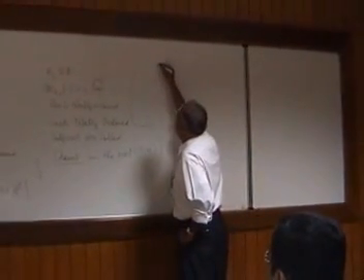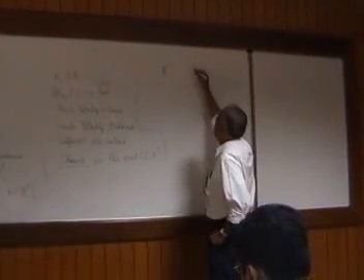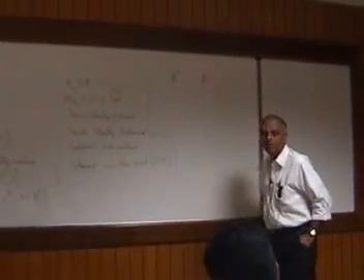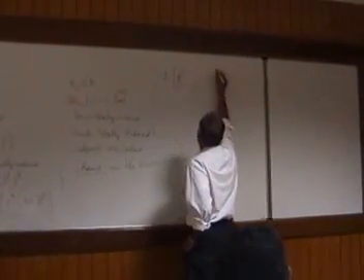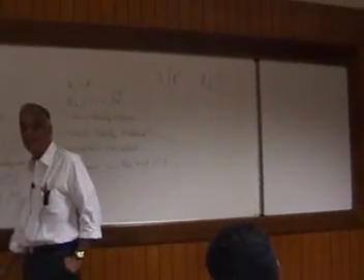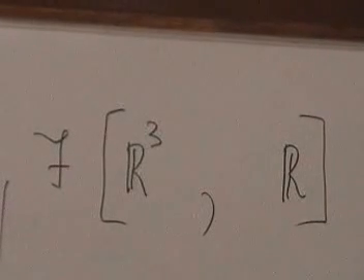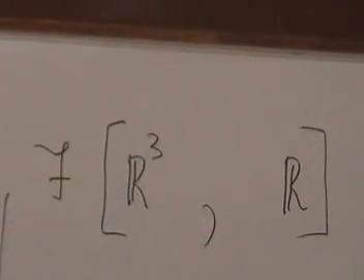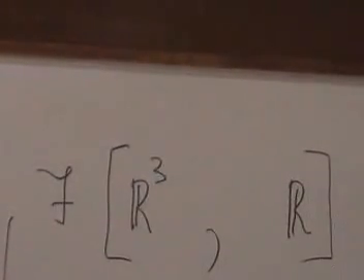Suppose I take R3 and I take R, and I look at... what does that mean? Where we started the class today. What does that mean? I am looking at functions whose domain is a subset of R3 and whose codomain is R. Okay? So I am looking at this set. So look at all such functions.